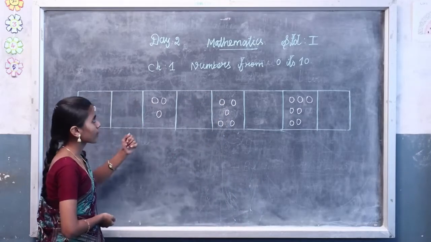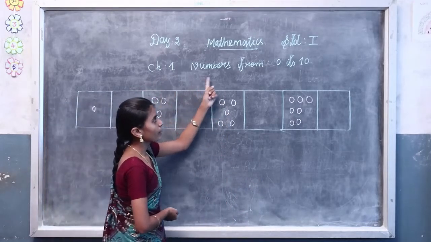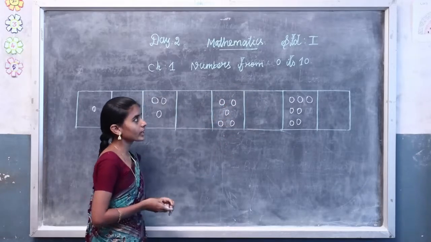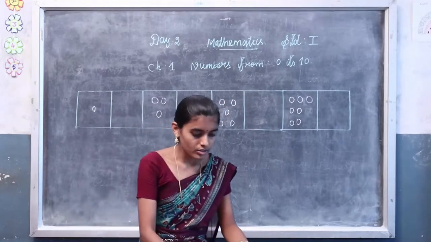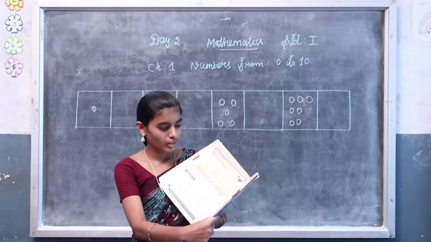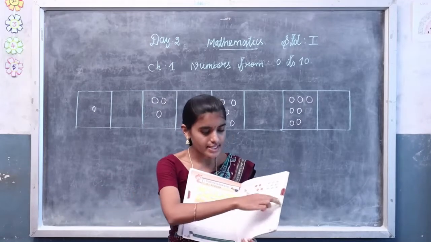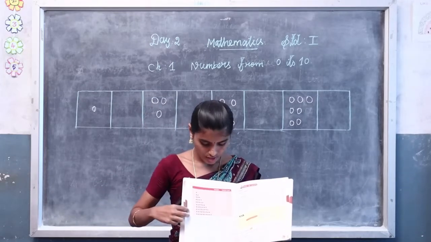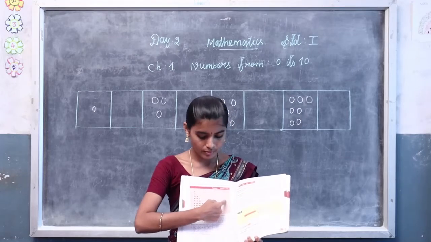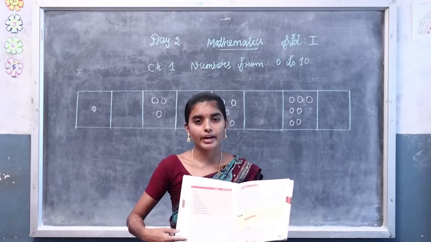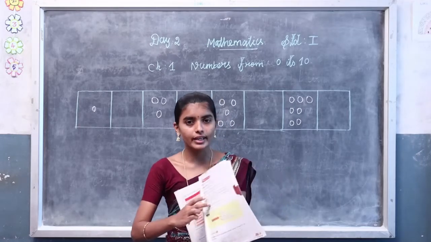Okay, now let's see the chapter. Chapter 1, numbers from 0 to 10. Yesterday, what did we learn? What did we do in the previous class? We did exercise 1.1: write the number and number name, then before number, after number and between numbers. Do you all remember that?